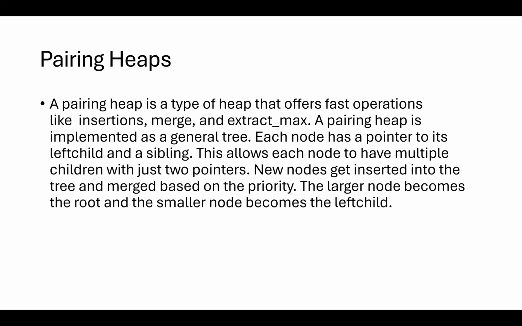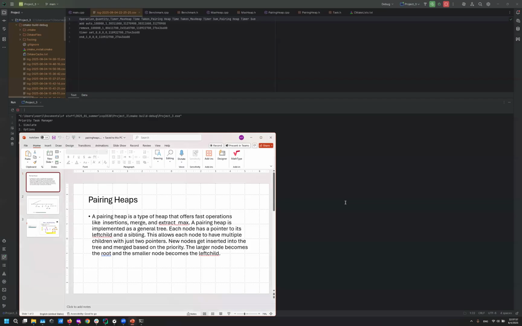A pairing heap is implemented as a general tree, a binary tree. Each node has a pointer to its left child and a sibling. This allows each node to have multiple children with just two pointers. New nodes get inserted into the tree, and then the merge function gets called based on the priority. What the merge function does is that the larger node becomes the root and the smaller node becomes the left child. Okay, now we're going to go into our program.